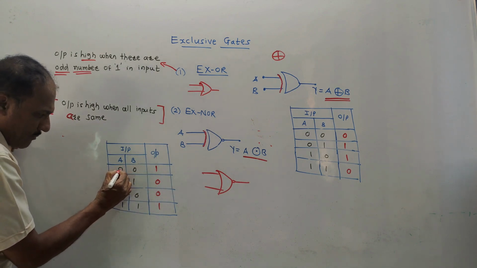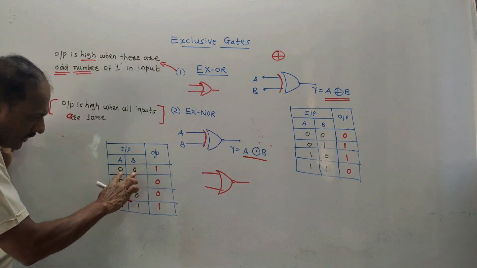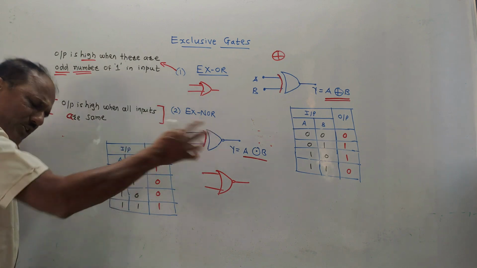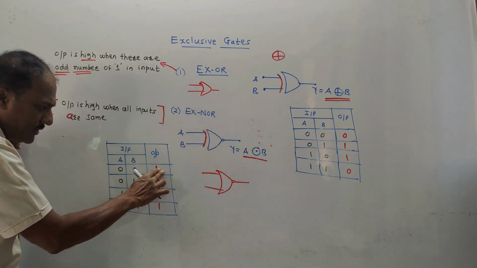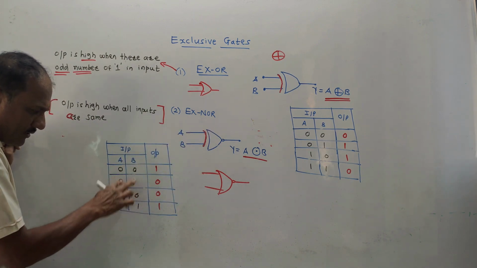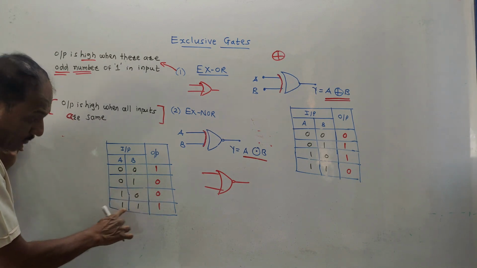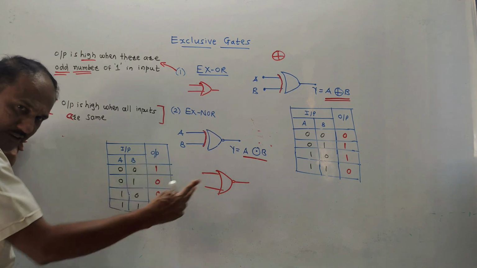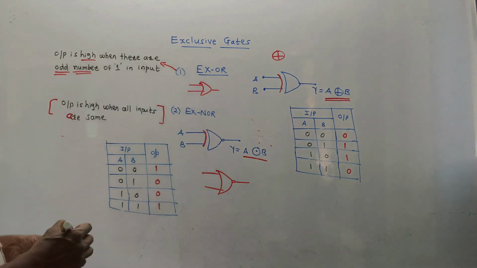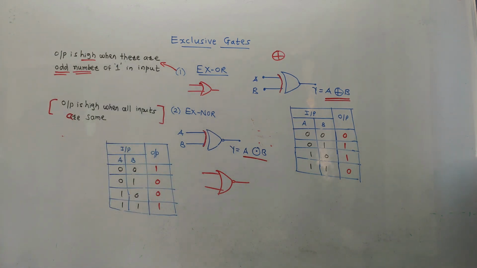For example, first combination 0 0. There are two inputs and both are same. It can be 0 or it can be 1. Both are same, so output is 1. 0 1 and 1 0, two inputs are different, output is 0. Then last combination 1 1. Both inputs are same, that is logic 1, so output is 1 and so on. So these two gates, that is XOR and XNOR, are known as exclusive gates.